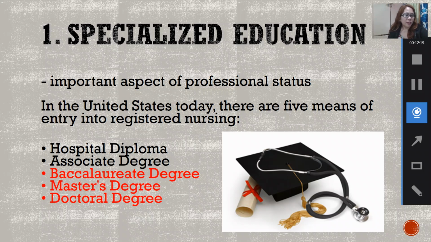Okay? In the United States, today, there are 5 means of entry into registered nursing. So, unlike sa Pilipinas, parang diretso naman na tayo kaagad ng usually nursing lang yung ino-offer natin. So, meron tayong caregiver, merong midwifery, pero iba yon dito sa nursing. Okay? So, they have hospital diploma, okay, associate degree, baccalaureate degree, master's degree, and doctoral degree.